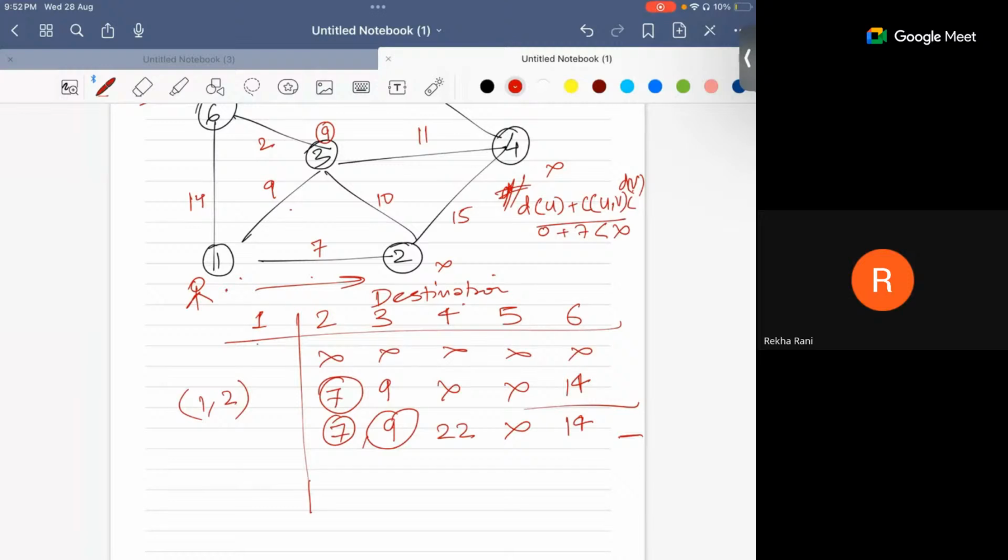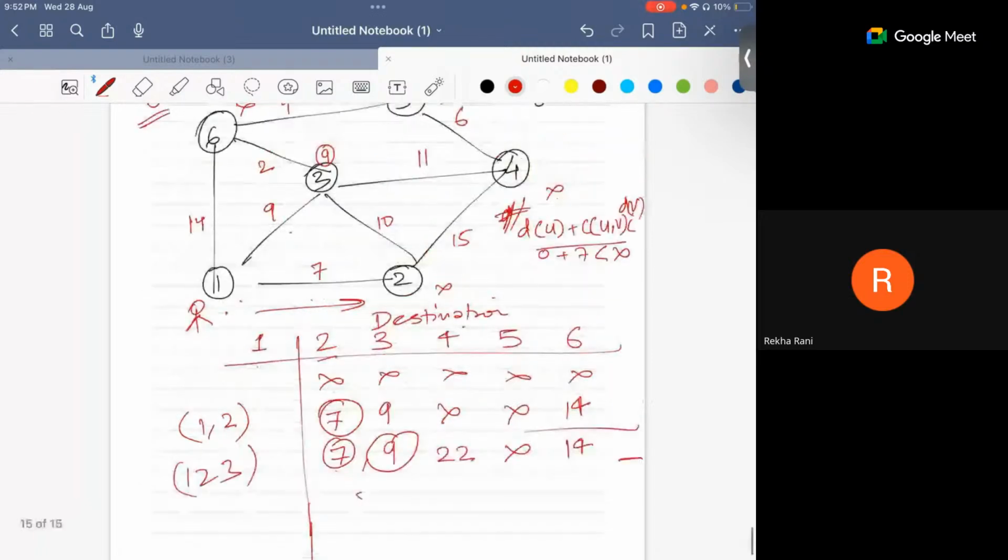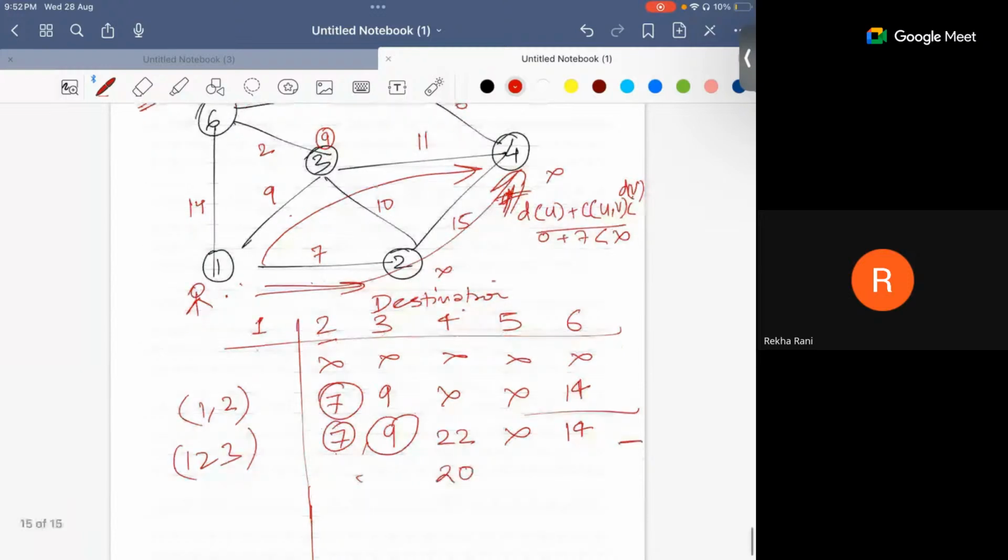So now 2 is done. From 1 to 2, the shortest weight is what? 7. 1 to 3, the shortest weight is 9. So now I can take out 3 also. So 1 to 3, I'm done. Now I can take the help of 2 and 3 to go to 4, 5, 6. Let's go to 4 with the help of 3 or 2. If I go this way, 22 units it is costing. If I go this way, it will cost 9 plus 11, so 20. So 20 is less than 22. So I'll update the value to 20. Is it clear or not? Yeah, understood.